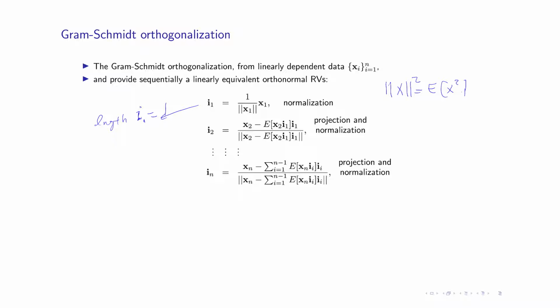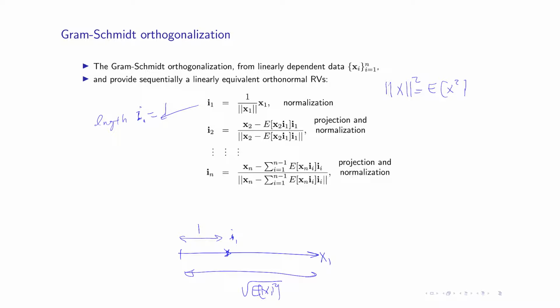So the second step, you take the random variable x1, and whatever its length is, which is equal to the square root of the mean of x1 to the power of 2. Then you get I1. The first random variable has a length equal to 1, so I1 is equal to x1 divided by its length.